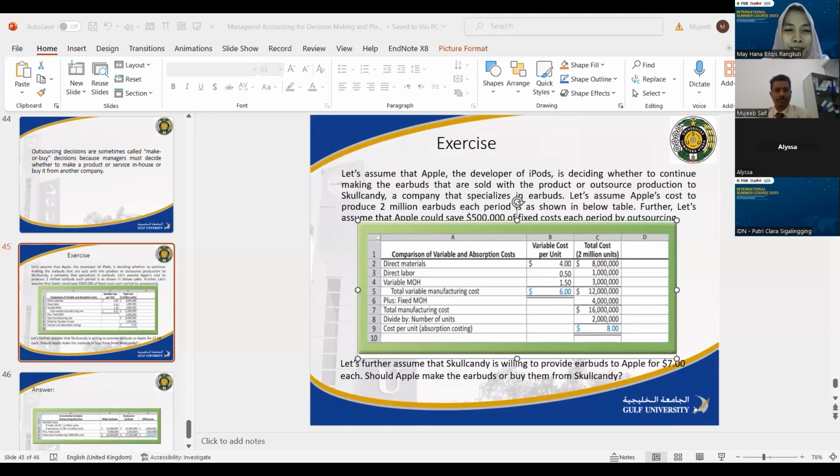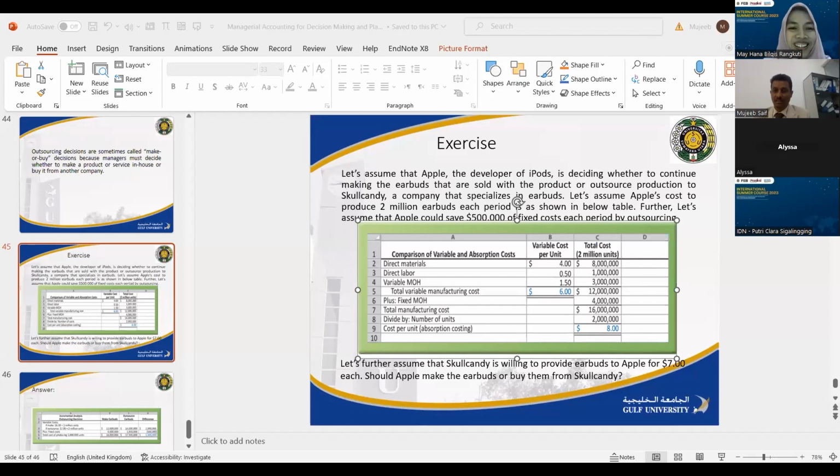Especially at Universitas Sumatera Utara, we learn managerial accounting under the subject name management accounting, sir. But before students take management accounting, they must first take cost accounting. Cost accounting. Yes.